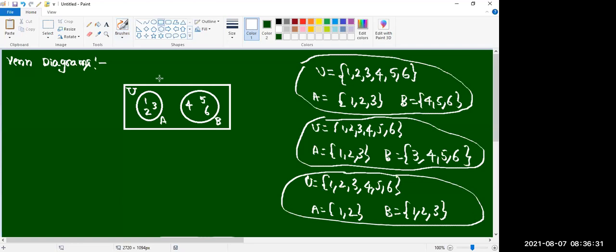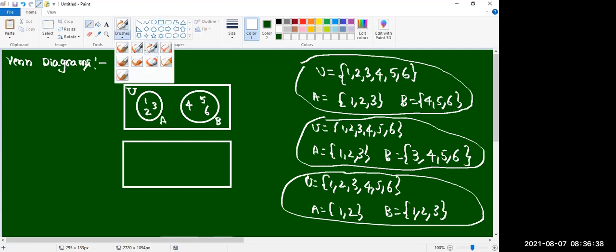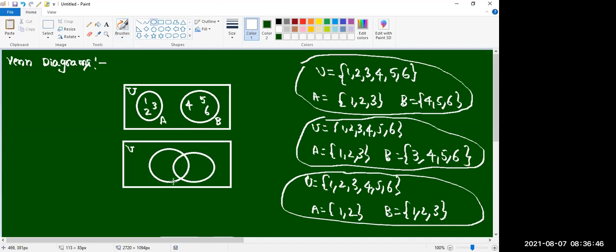You see the second diagram: 1, 2, 3, 4, 5, 6 is there, but 3 is common in both. 1, 2 is there in A, and 3, 4, 5, 6 in B. It is like this. Understood? Yes, sir, got it. But now go for the third condition.